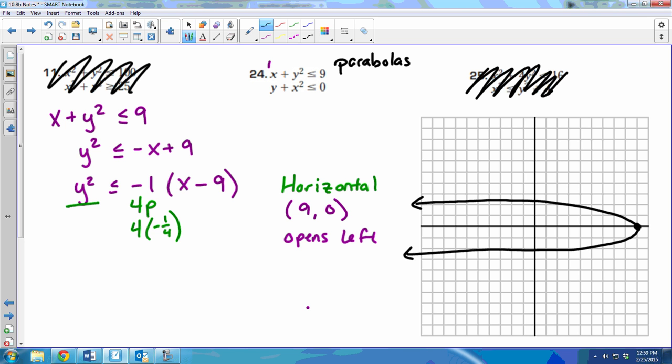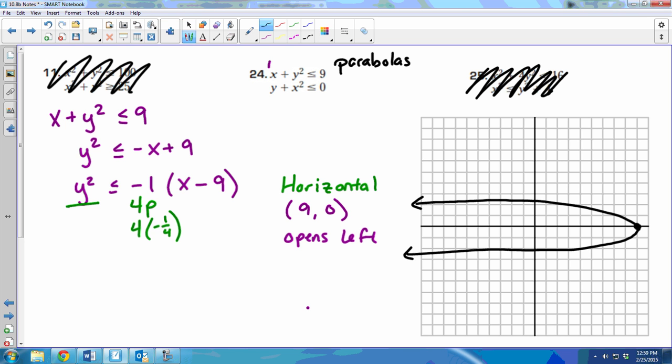Yes, Shannon? This could be a lot wider of a parabola, but I didn't ask you to do specific parabolas. I asked you to do the general idea. No, you don't find any other points. We're just graphing the parabola. I'm going to go ahead and do the test point so we know where we'd be shading for this one before I do the next one.